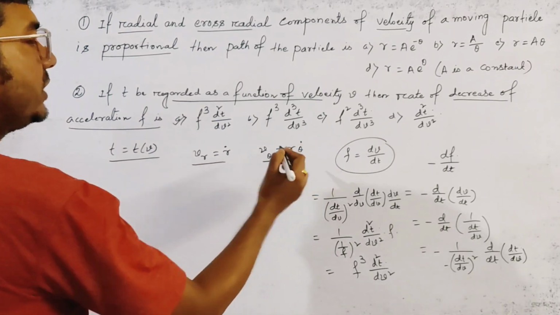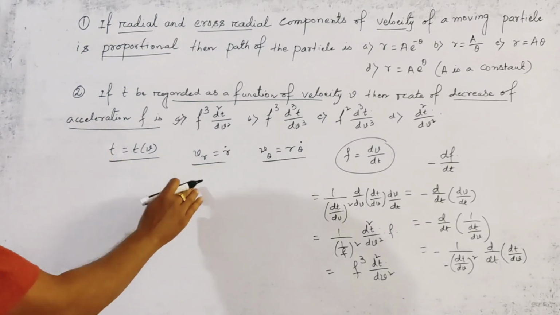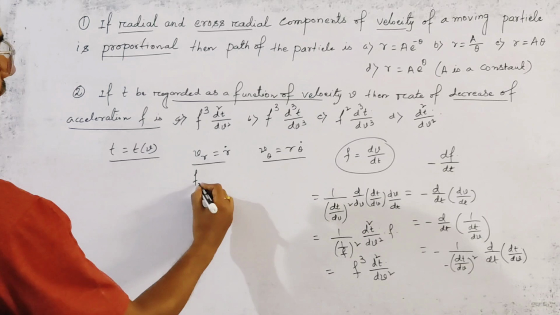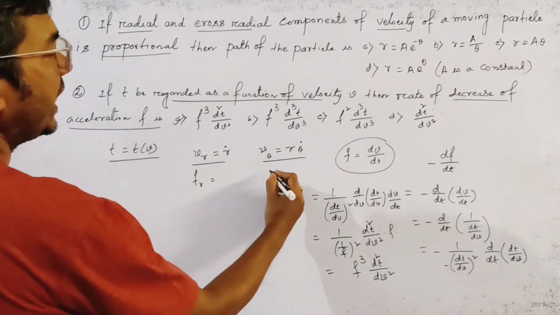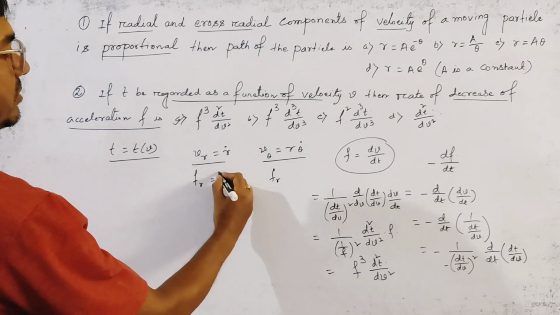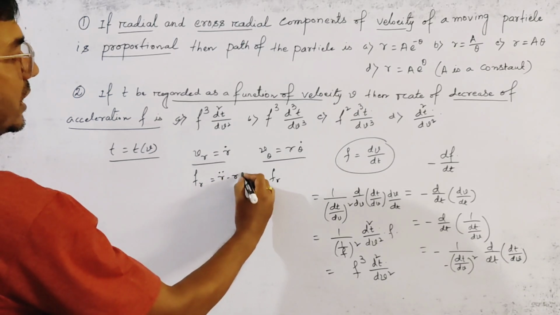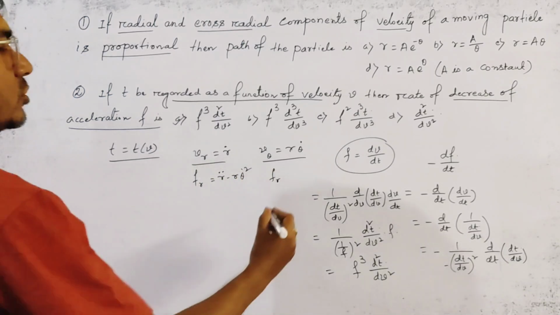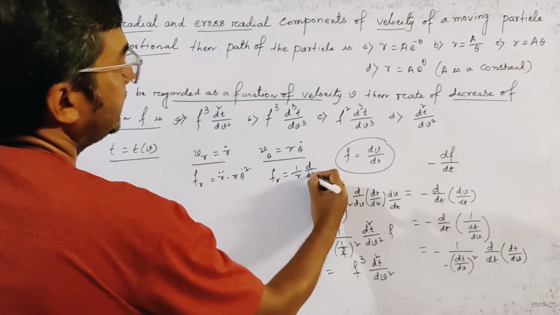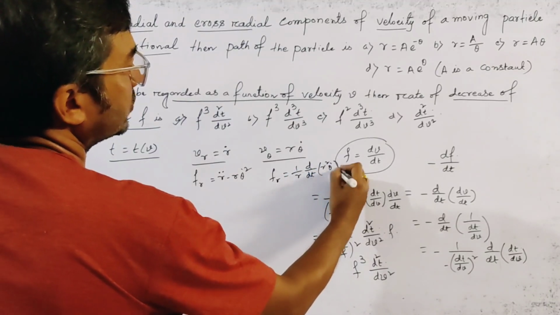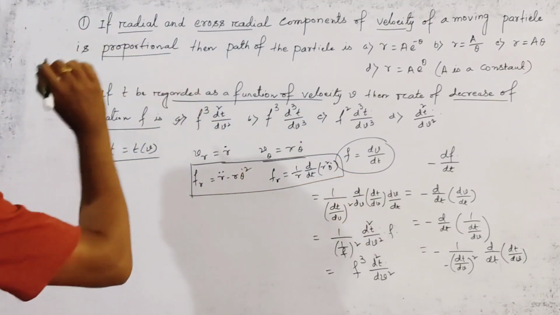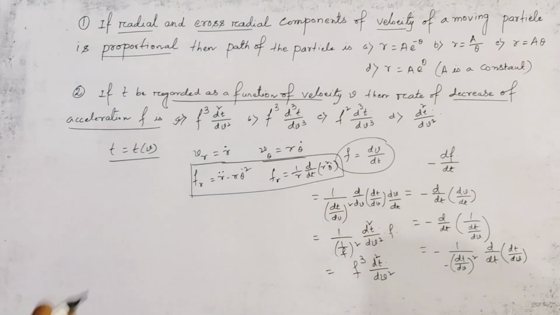And here we get extra information not needed for this problem solving. If we write radial acceleration and cross radial acceleration, radial acceleration is given by r double dot minus r theta dot square, and cross radial acceleration is 1 by r d dt of r square theta dot. These two are very important information about radial and cross radial problems.